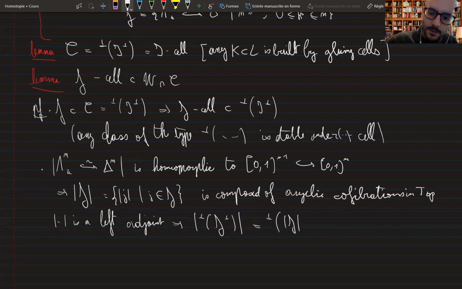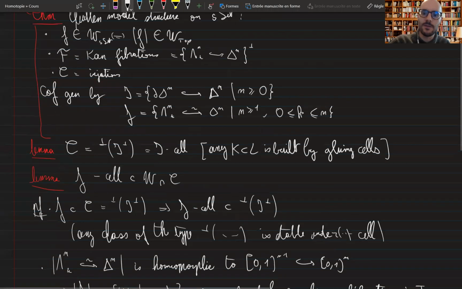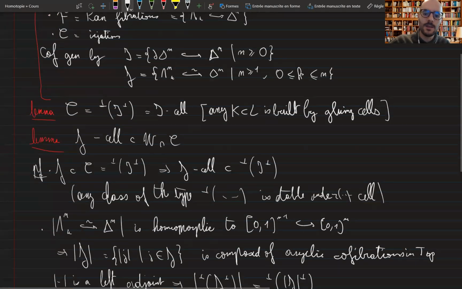And I hope it will be clear what I mean. If you take something which has the left lifting property with respect to something which has the right lifting property with respect to J, then this is a continuous map which has the left lifting property with respect to the geometric realization of some map in J, right? And this just follows from the fact that this is a left adjoint. So if you want to prove that something has the lifting property, then you just apply the adjunction and you prove that it has the lifting property with respect to S bullet, right?